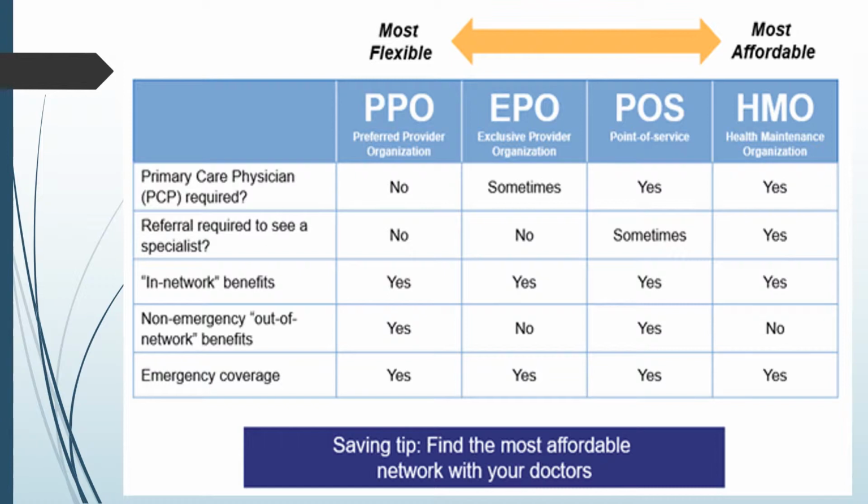On this slide, we will see the most flexible to the most affordable insurance type that a person can have: the PPO, the EPOs, the POS, and the HMO. The primary care physician will not accept this. Sometimes they'll accept the EPOs. They will definitely accept the point of service and HMO. However, we move down to in-network benefits. They accept all forms of insurance, as well as non-emergency out of network and emergency coverage.